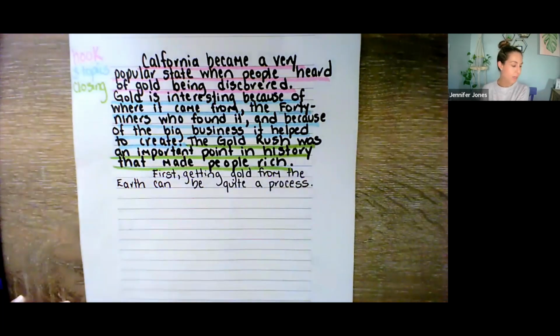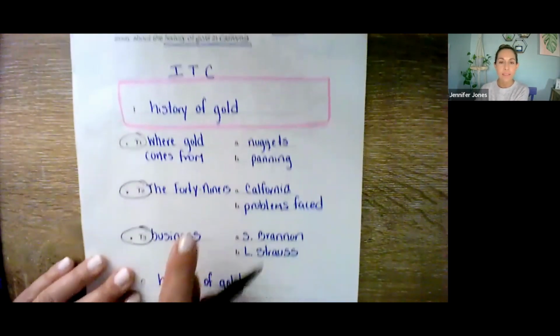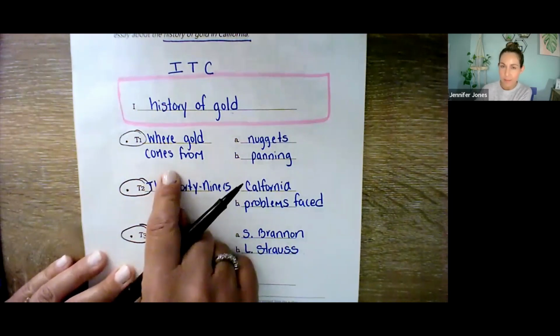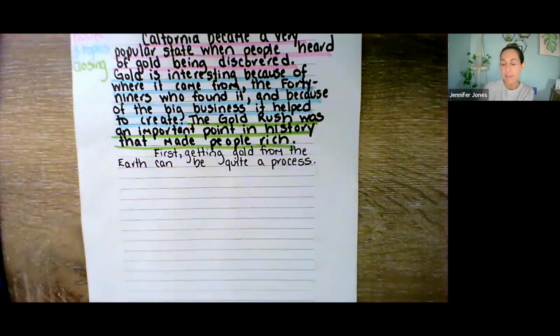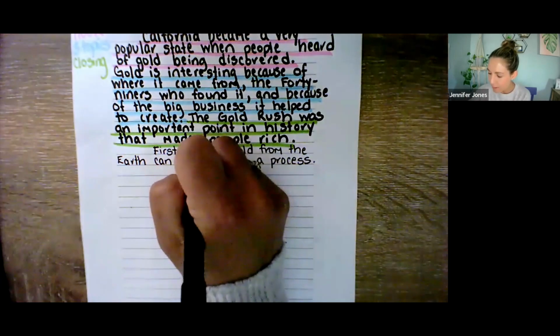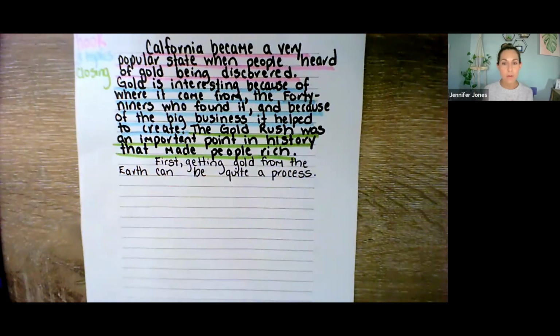All right, so here is where I am introducing my reader to the T1 paragraph. T1 is going to be all about where gold comes from, right? Now notice I didn't write first where gold comes from. I didn't just copy exactly what I wrote on my plan. Instead, I used different words to say the same thing. First, getting gold from the earth can be quite a process. Now, my reader knows from this topic sentence that this whole paragraph is going to be about how people get gold, right? And that is the purpose of a topic sentence.